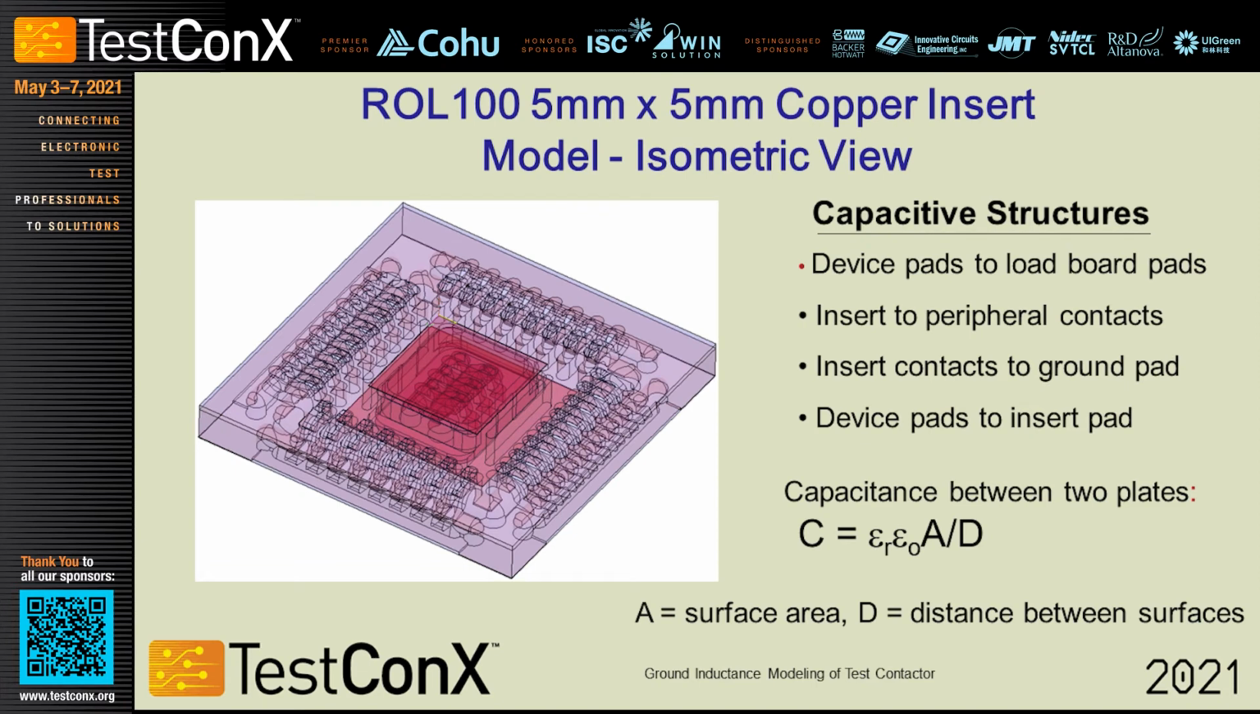This slide shows the capacitive structures of a 5x5 copper insert, where the capacitance is the device pads to the board pads. You've got some capacitance from the insert to the peripheral contacts, some capacitance from the insert contacts to the ground pad, and some capacitance from the device pads to the insert pad. Again, between two plates, the capacitance is the dielectric constant of the material between the two plates times the constant times the area divided by the distance between surfaces.